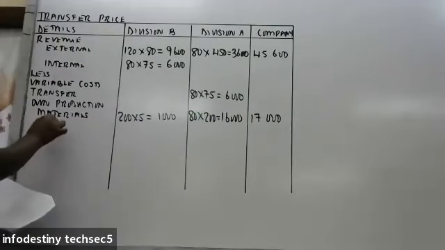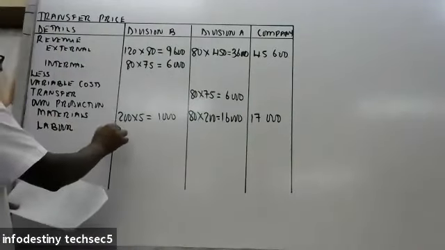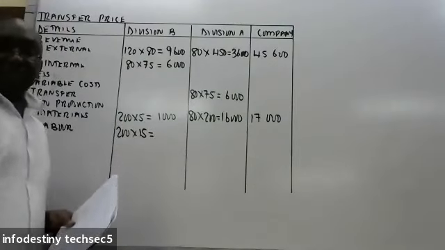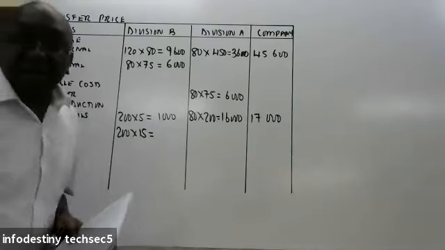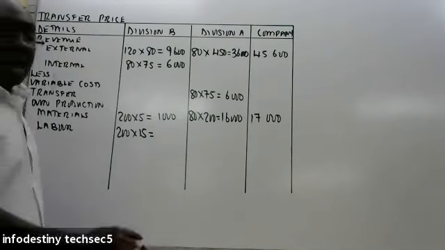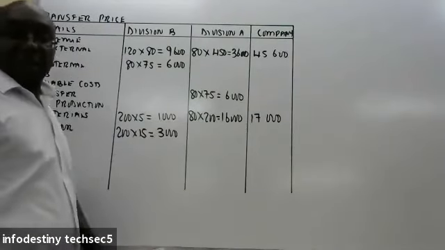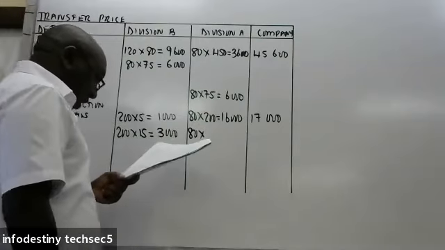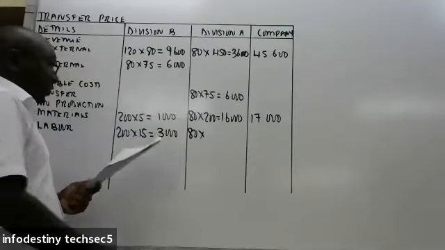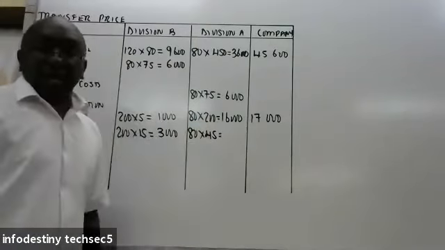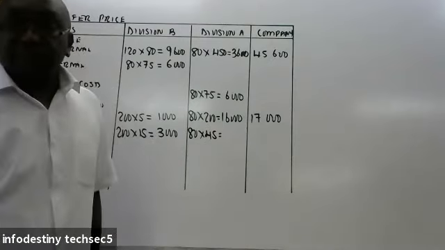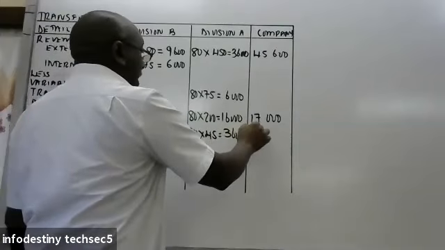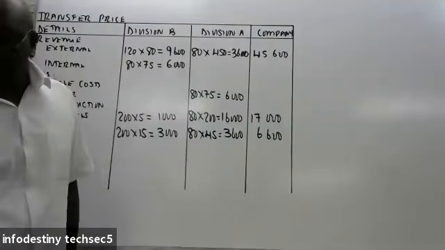We proceed and now bring labor. And labor, you also argue the same. You say 200 times, when you go to B, it has 15. So 15 times 200 is how much? We have 3,000. Then when you go to division A, you say 80 times 45. So 80 times 45, what do you have? Yeah, good. That is 3,600. So when you add those ones, you get 6,600.